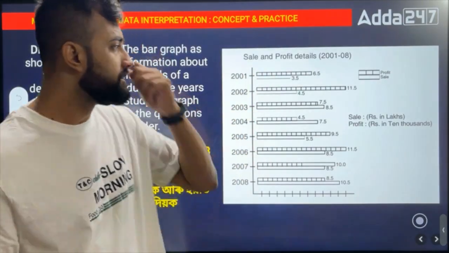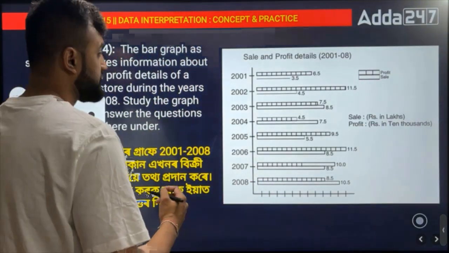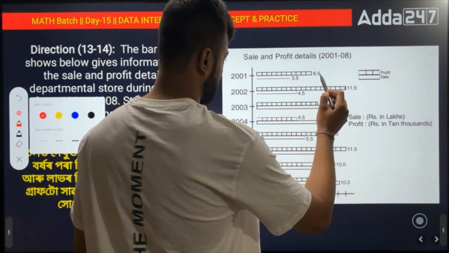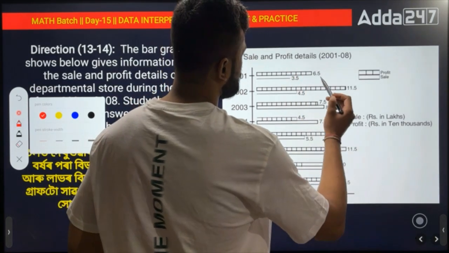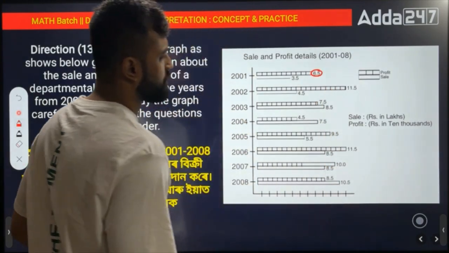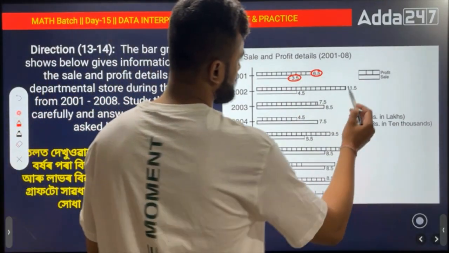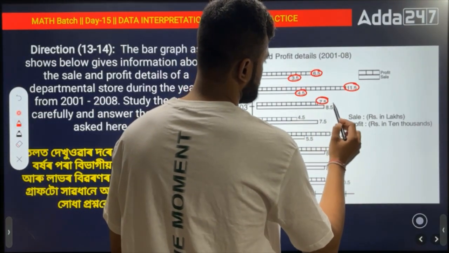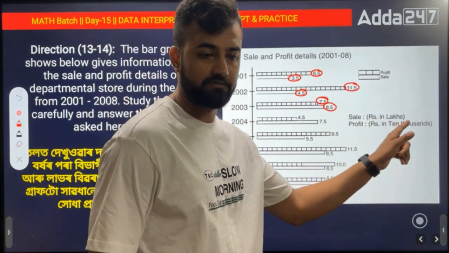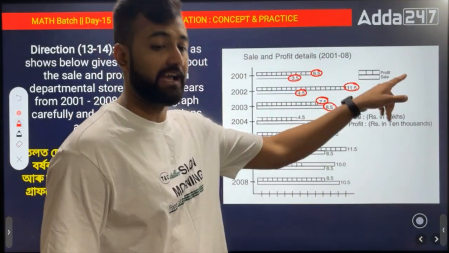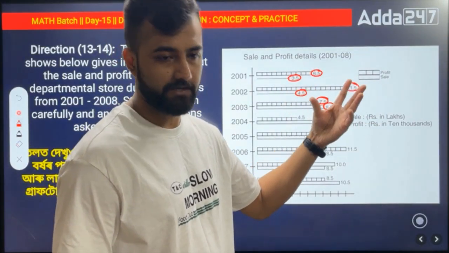And this is a double bar graph, so you can see that two things are given. It is given as sales and profit. This particular value is giving you the profit, and this particular value is giving you the sale. Make sure that you see very carefully what is given. Sale is in lakhs, 3.5 lakhs. But profit is in thousands, 6.5 thousand, that means 6,500. Clear?